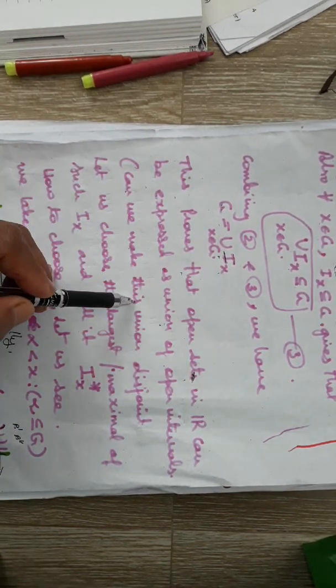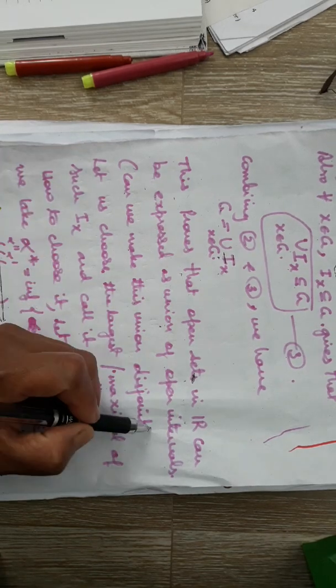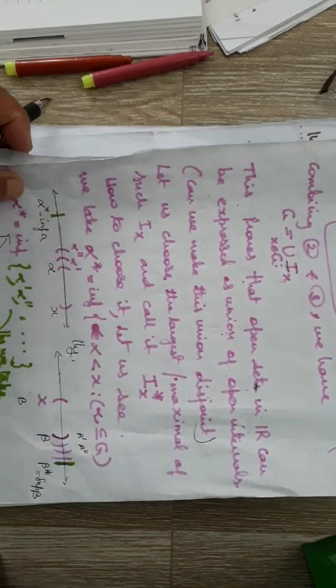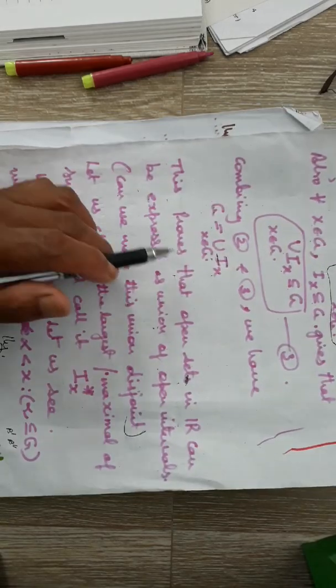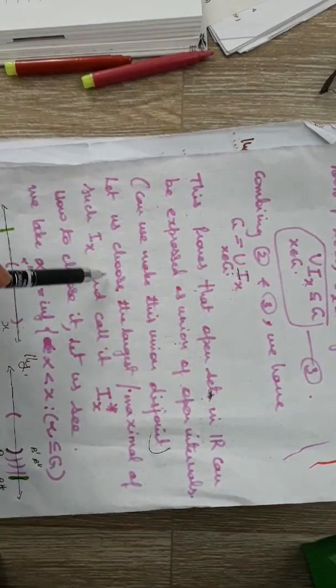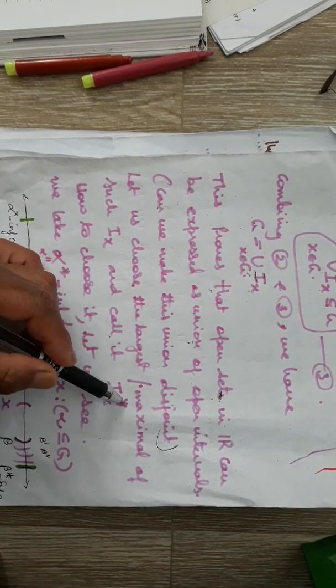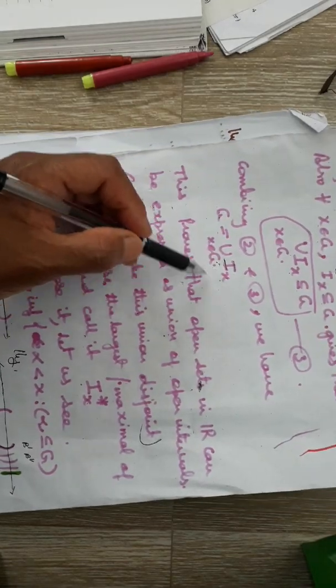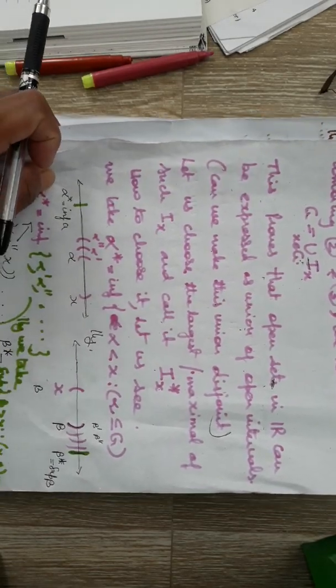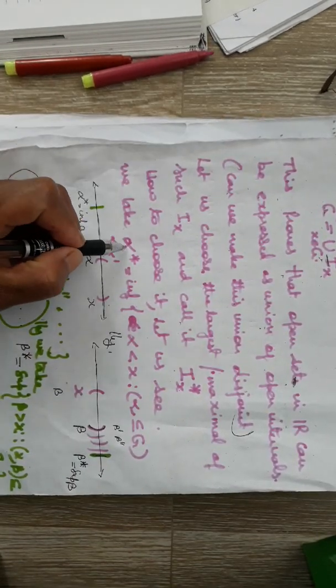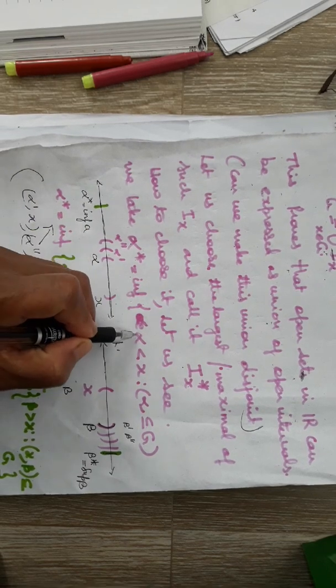Now can we make this union disjoint? Yes. Let us choose the largest, or the maximal, among these intervals Ix and call it Ix star. How do we choose this Ix star, which is the largest among these open intervals Ix? Let us see here. You take alpha star to be the infimum of alpha.